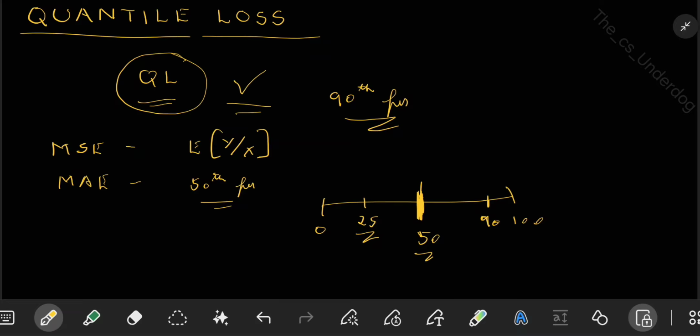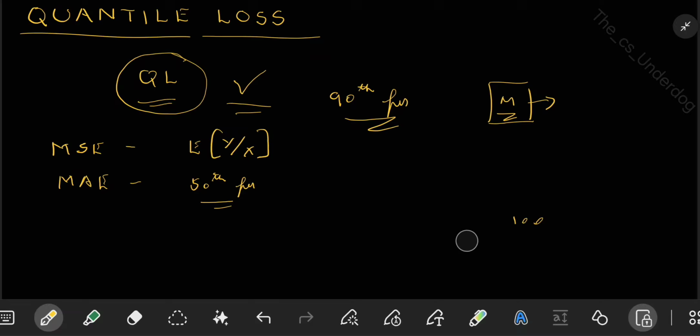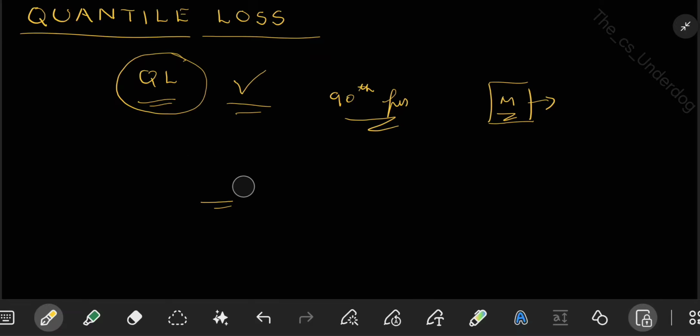I'll give you an example. If there is an engineering entrance examination and you want a model which will predict what score will get you to the 90th percentile, then quantile loss could be a good option. What we'll do is, we'll first go through the mathematical function, that is the loss function, and then explain how it is helping us find a particular quantile instead of the median. Then this loss function's purpose will be very clear.